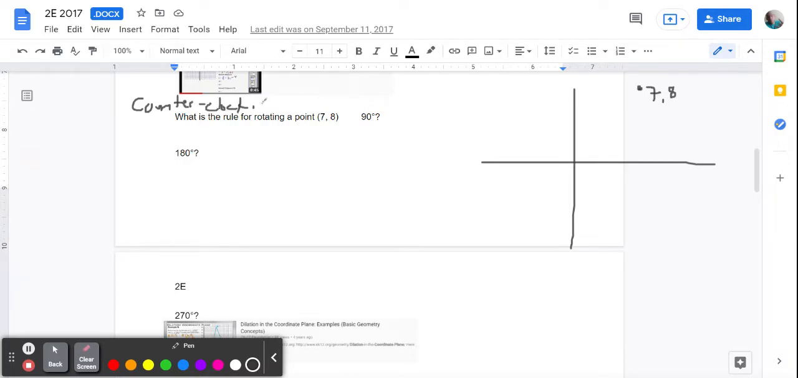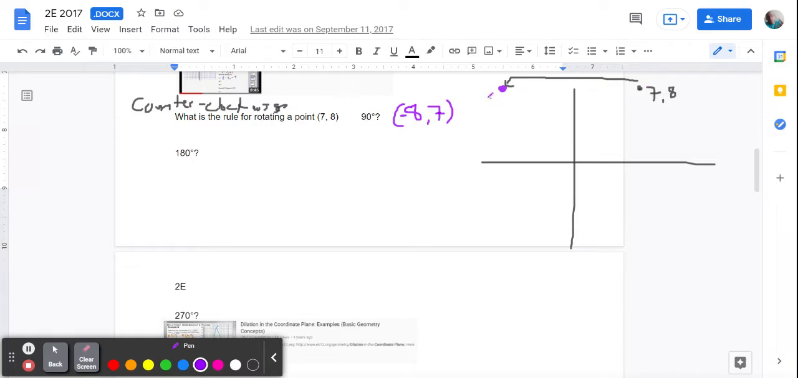Okay, so since we rotate counterclockwise, the rotation of 90 degrees is going to put us in this quadrant. Quadrant number 2. We're in quadrant 1, now we're in quadrant number 2. So we have 7, 8. What we're going to do when we rotate it 90 degrees here is end up flipping the x and the y. And now the new x value, I should say, changes signs.